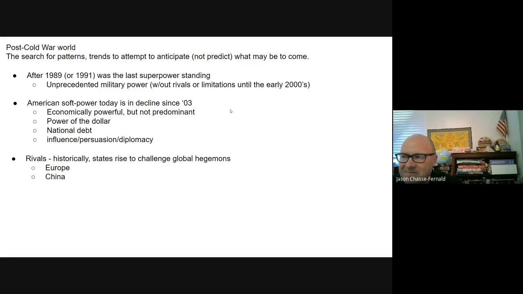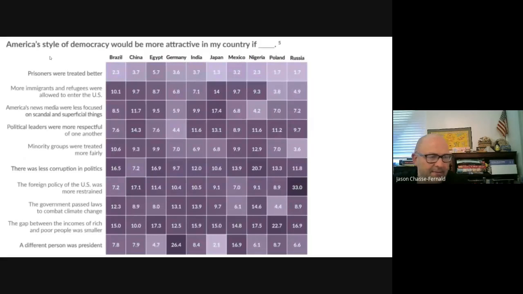I don't think there's really any other way to describe our national debt issue and its impact on how other countries perceive us, and our influence and persuasion and our diplomacy, have definitely hurt a lot in the last couple of decades from what it was. All right. That said, the United States still ideologically stands for something.